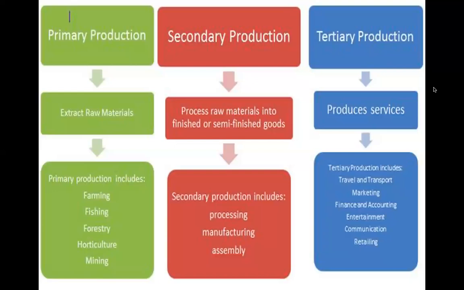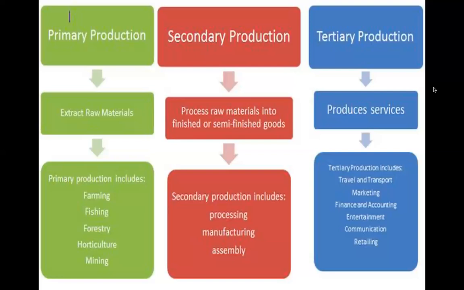So with primary production, the focus is on extracting raw materials from nature. All right, so we have some examples to include farming, fishing, forestry, horticulture, and mining. So if you are into this form of occupation, you are into what is known as primary production, okay, where you deal directly with nature. Farmers, fisher folks, those that cut timber or logs from the forest, they deal directly with things of nature. And if you're at that stage of production, it is known as primary production.